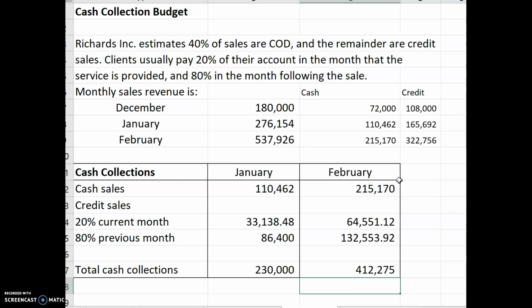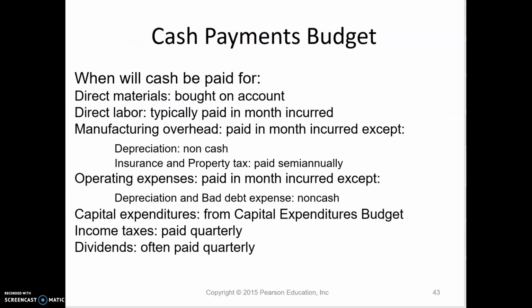We also need to determine what cash we need to pay. Okay? So for instance, the tricky part is usually direct materials. Those are usually bought on account, right? So we'll pay for some of them this month. Some of them we may pay next month. Some of them maybe we even pay the month after that. We have to schedule out when we will be paying those direct materials. So we will refer back to the direct materials budget to see what we're buying, and typically those are going to be bought on account.